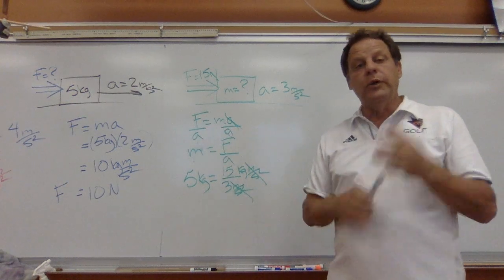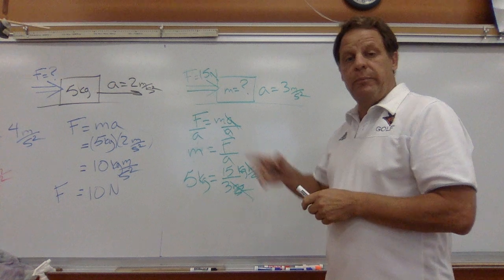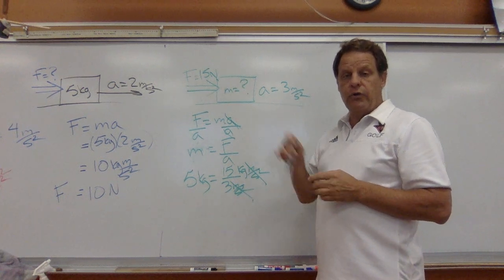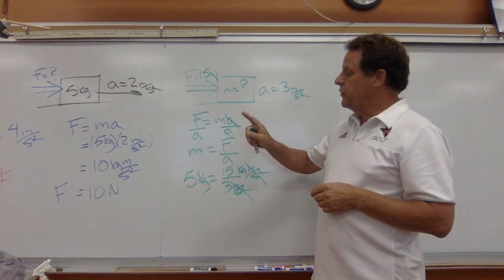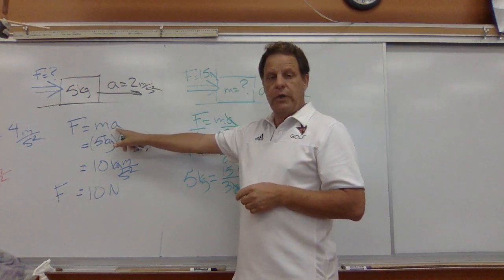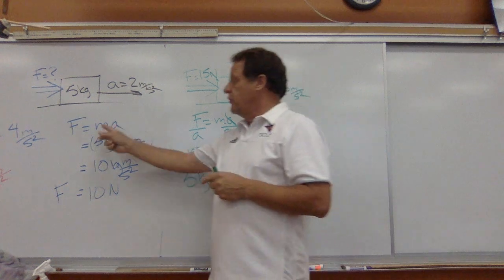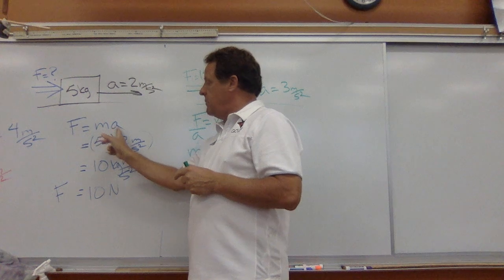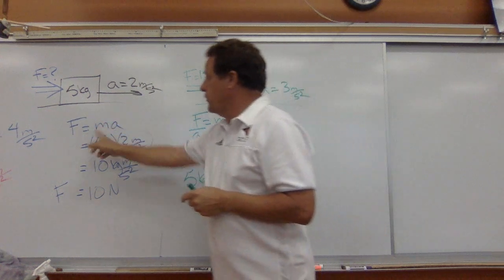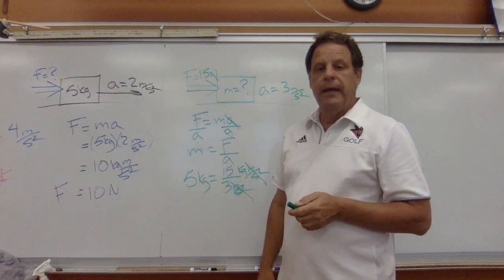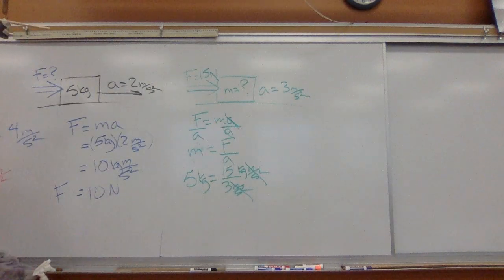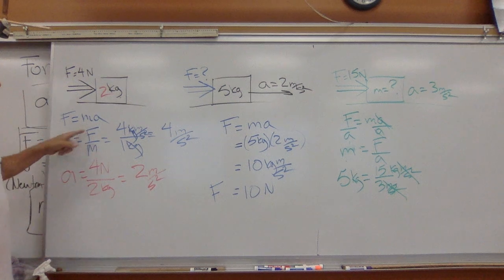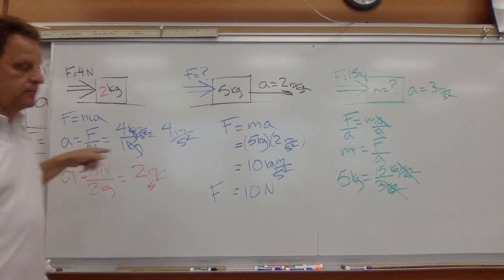All right, so there are 3 ways to set up the basic math in a force equation. Since we've got 3 variables, F is equal to ma, okay? If you have 2 variables, for example, m and a, you can calculate force. If you have force and acceleration, you can calculate mass. And if you have force and mass, you can calculate acceleration.